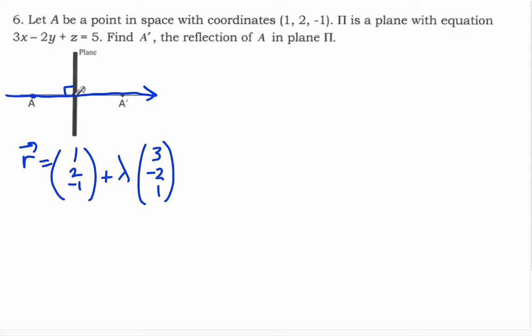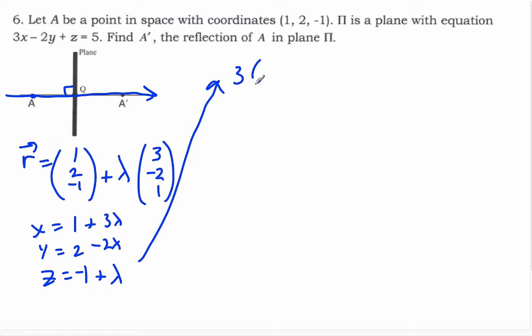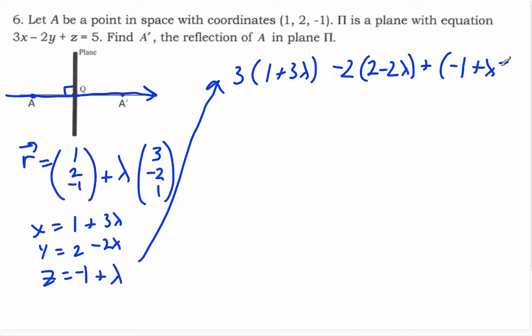So one way to solve this problem is to find this point Q. Any point on the line can be written as x equals 1 plus 3 lambda, y equals 2 minus 2 lambda, z equals -1 plus lambda. That represents any point on the line. We want to find where it intersects the plane, so we substitute it into the equation of the plane: 3 times (1 plus 3 lambda) minus 2 times (2 minus 2 lambda) plus (-1 plus lambda) should equal 5. Solve that for lambda, you do the math, and you get lambda equals half.